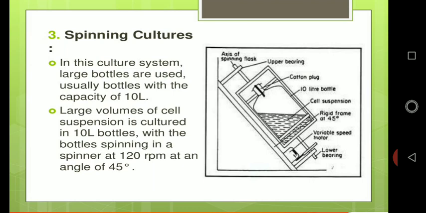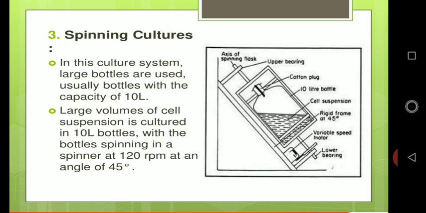Then there is a spinning culture. Spinning culture is a bit larger system. It is used for a large amount of media, around a 10 to 15 liter system. You can look at the diagram. In this there are large bottles which generally contain 10 to 15 liters of media, and the media should be half filled. The bottle should be at a 45 degree angle, and it should be half filled with the media, and then we add our cells.